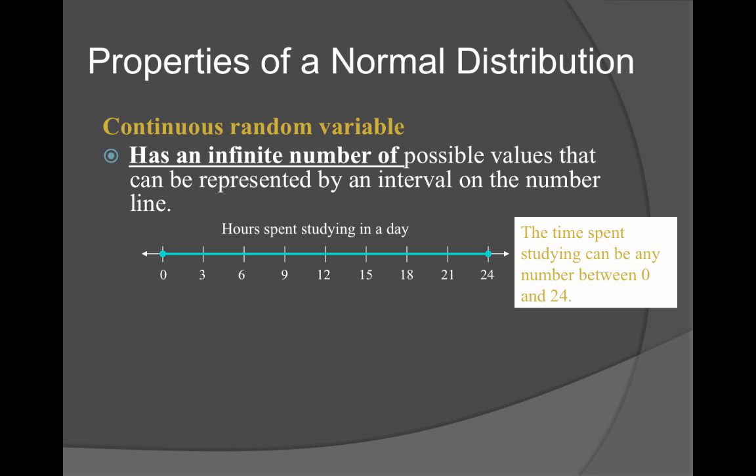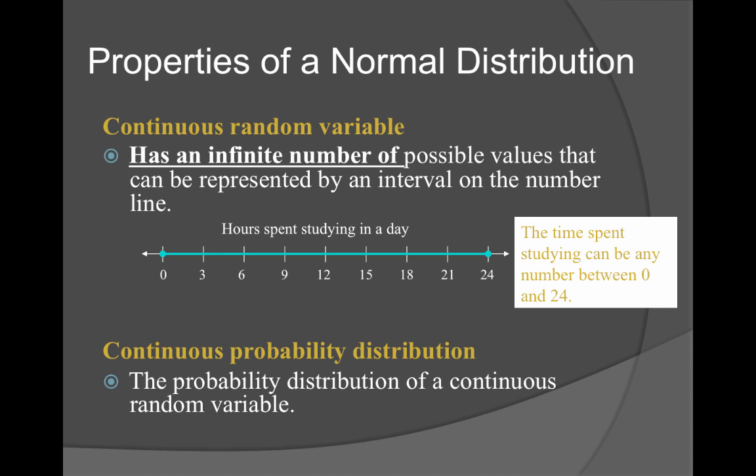All right, so here we have hours spent studying in a day. You would say, oh, but Angie, that's countable. I can count the hours. But there's infinite minutes and seconds in between hours, correct? Absolutely. So that would be a continuous random variable. A continuous probability distribution is just going to be a probability distribution of a continuous random variable.